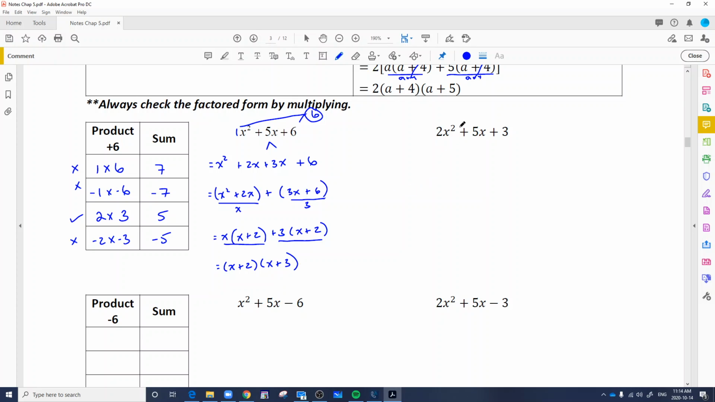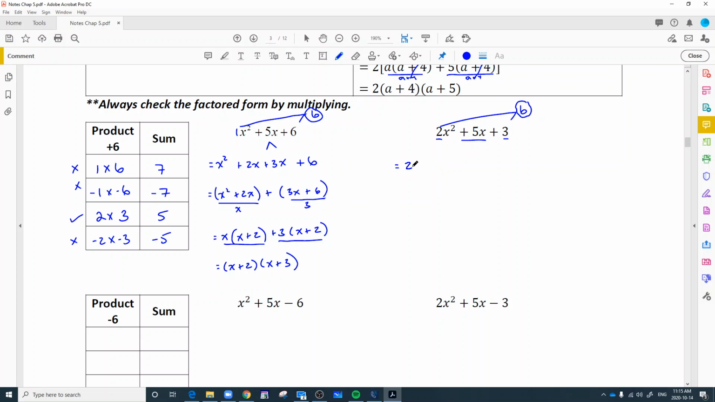Okay, let's do this again. So I've got my A, I've got my C. So 2 times 3 is 6 again. So I have the same target number and I have the same middle number that I want to get. So for both of these examples, my target number was 6 and I was trying to get a sum of 5. So I'm going to choose these two again.